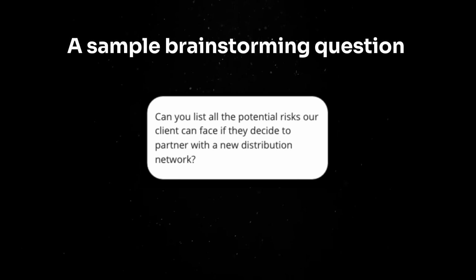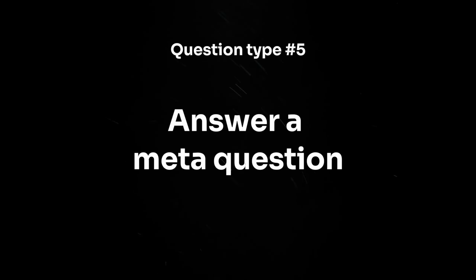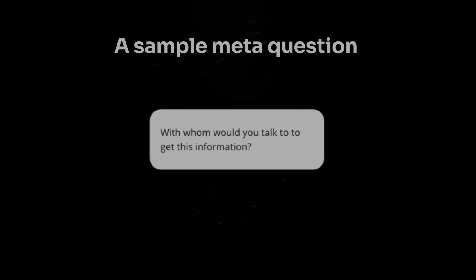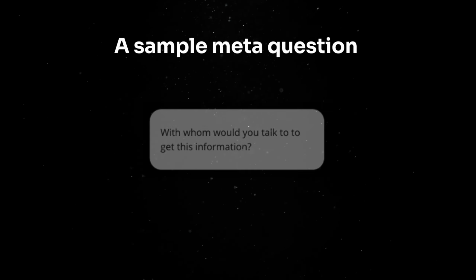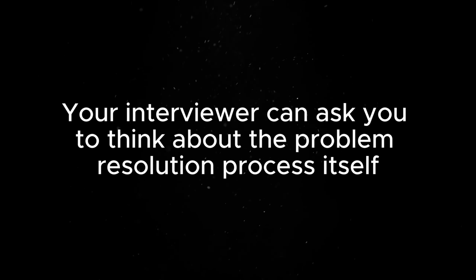You might be asked to think of new product ideas, ways to enter a market, or strategies to overcome a specific obstacle. Type of question number 5, answer a meta question. Meta questions require you to think about the thinking process itself. You might be asked to assess the approach taken to solve a problem, consider alternative methods of analysis, or evaluate the effectiveness of a proposed solution.